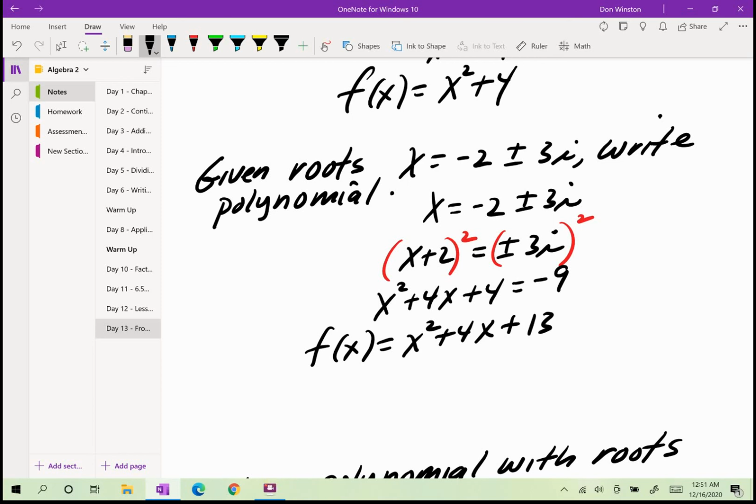Okay, and that polynomial is guaranteed to have zeros or roots of negative 2 plus or minus 3i. Guaranteed.